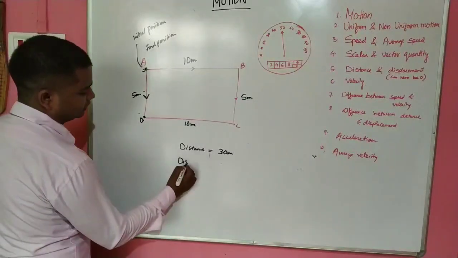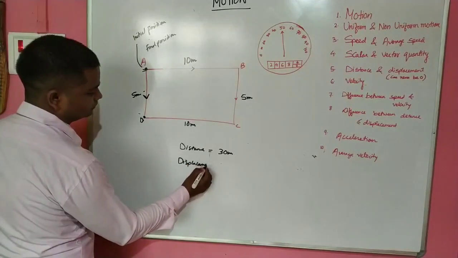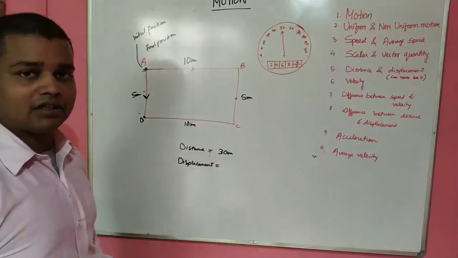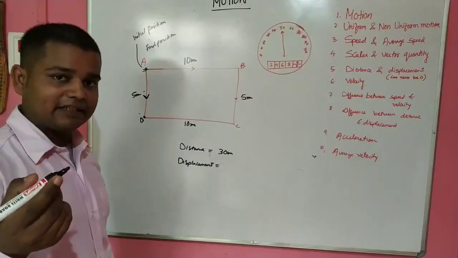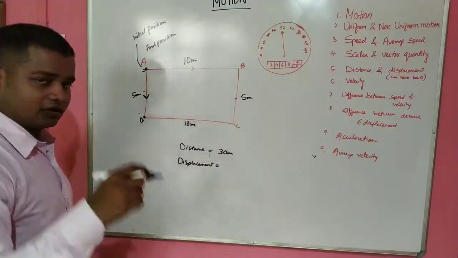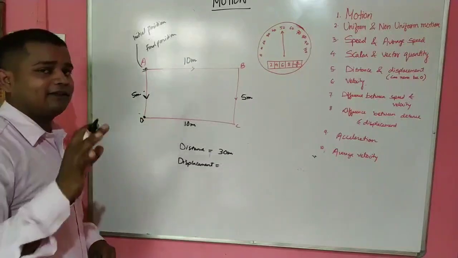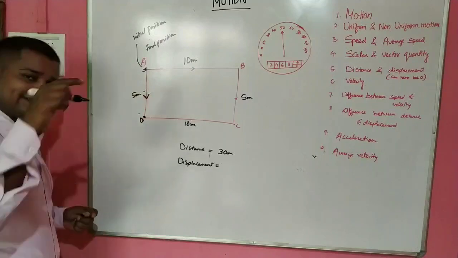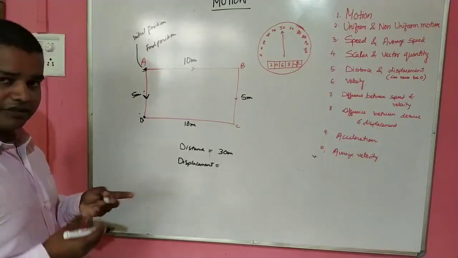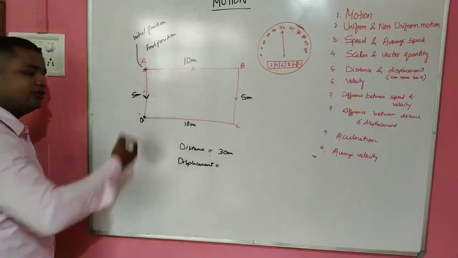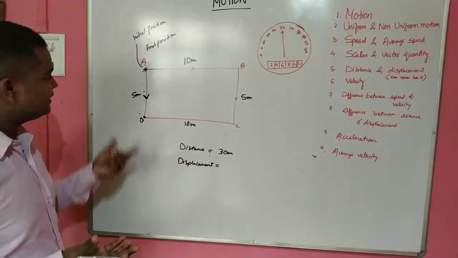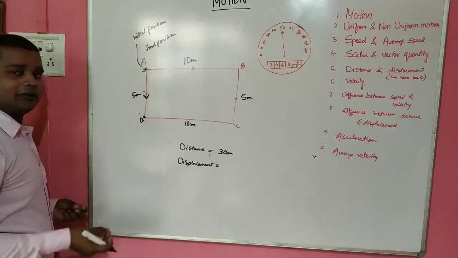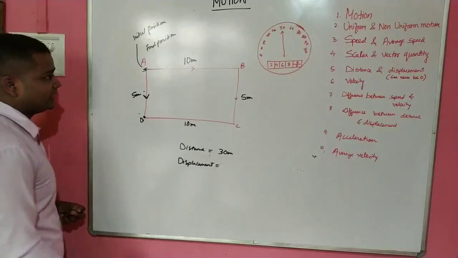Now what is displacement? As I already told, displacement is the shortest distance between initial and final position. What we see here is the initial position is same as the final position. That means the initial and the final position coincide in this case. So is there any distance between initial and final position? No. There is no distance between initial and final position because these two points coincide.